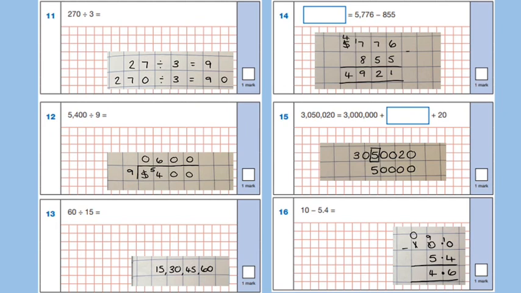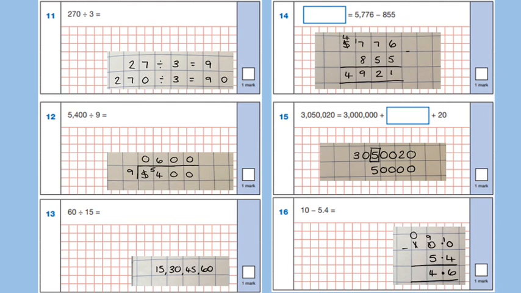Number 12, 5,400 divided by 9, and again, if I take those zeros away, so I divide it by 100 because I have two zeros, I can see that there is a relationship between 54 and 9. So I know that I multiply 9 by 6 to get to 54. So if I am going to multiply 9 by 6 to get to 54, I must multiply 6 by 100 to get to 600, which is 100 times greater, to get to 5,400.